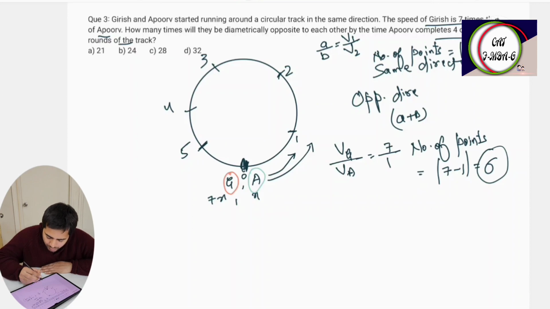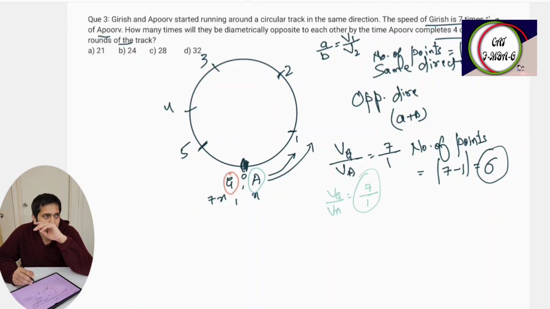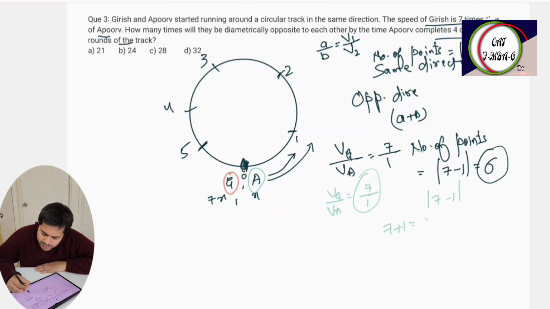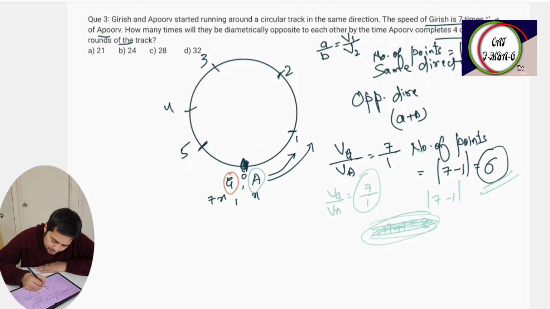Okay. We have found out the number of different points along the circular track where these two are going to meet. How did we find it? We took the velocity ratio. It was given 7:1. It cannot be reduced further. Number of points, since they are moving in the same direction, will be mod of 7 minus 1. If in opposite direction, then 7 plus 1 is equal to 8. But that is not the case, so 6. Now, it is given that Apurv's speed is x, Girish's speed is 7x.